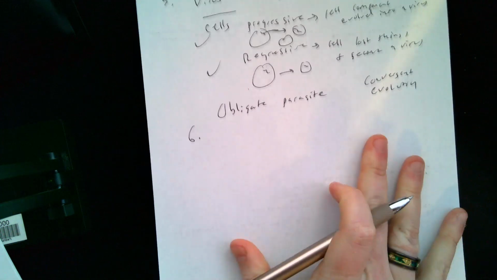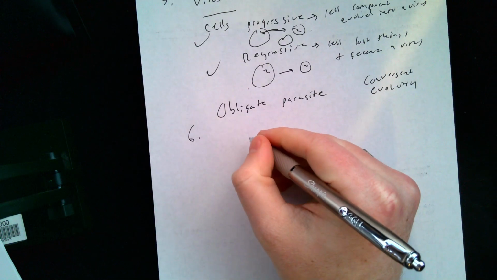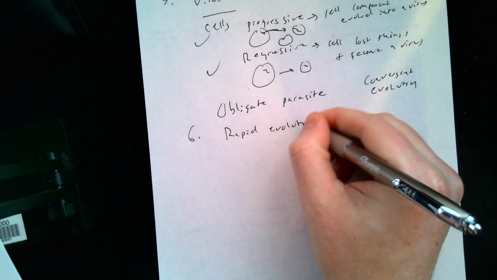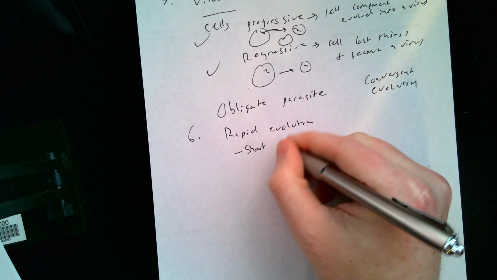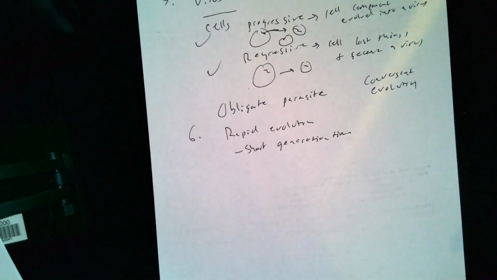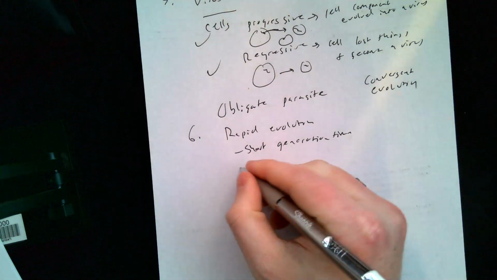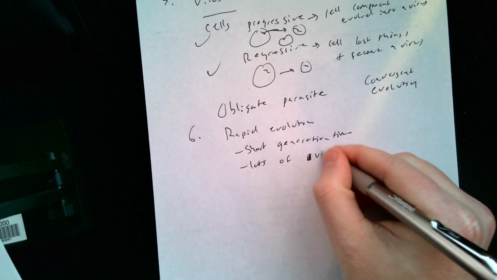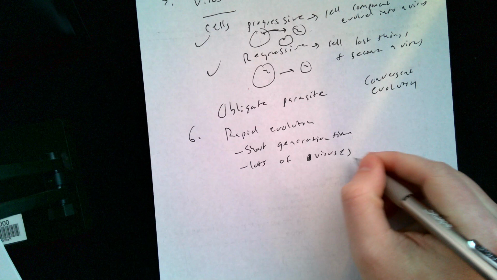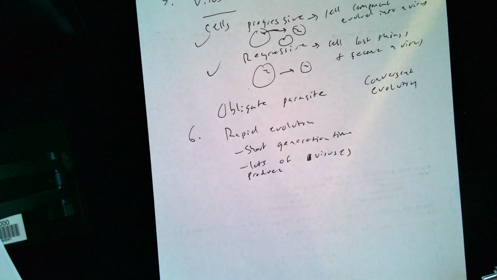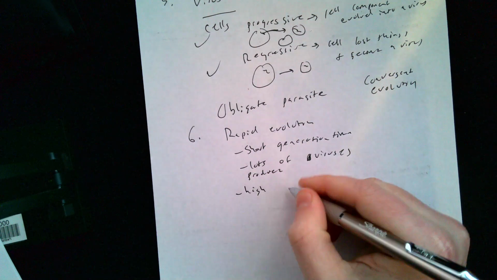The last one is rapid evolution of viruses. They have a very short generation time. They reproduce very, very quickly, which is going to lead to rapid evolution. They produce lots of viruses. So the more you do, the more you can have happen. They have high rates of mutation.